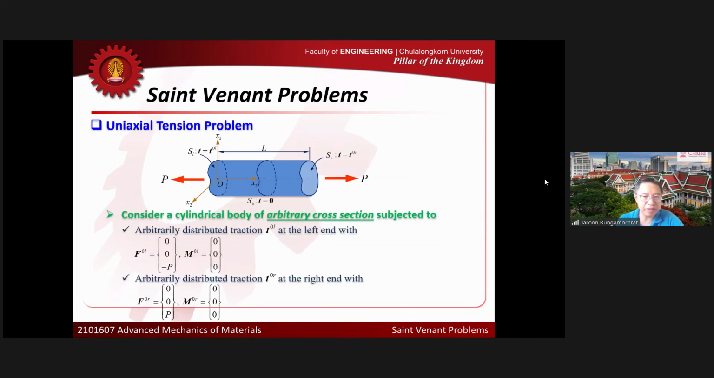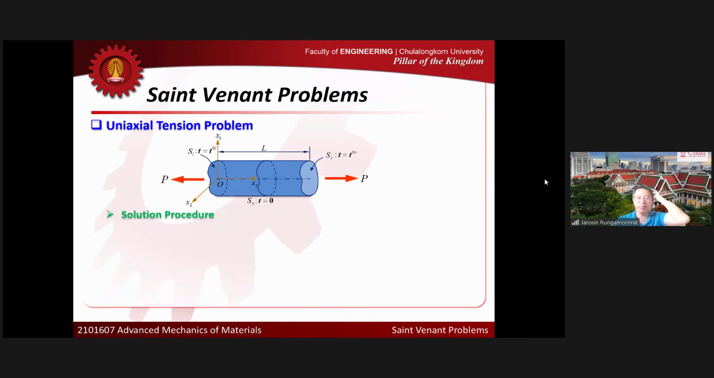Okay, because I think about this problem as simple enough, right? Because you have a bar, and then you apply very simple force at both ends. So you don't care much about the traction that you apply, but you care about the net force, and the net force here is very simple, right? You have only one component of the net force at both ends and no net moments at all, okay? So this kind of problem, I think that is simple enough.